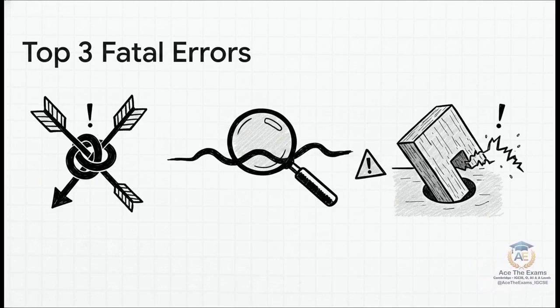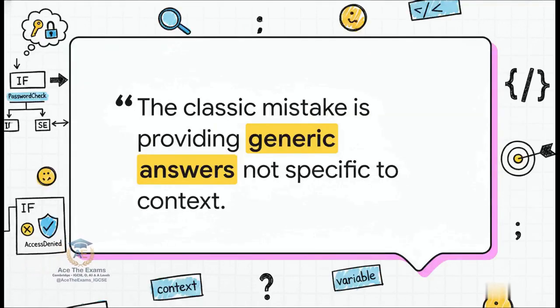Third, providing generic answers lacking context. This is Alex's fatal flaw, writing a beautiful if-else statement that has absolutely nothing to do with the specific variables provided in the scenario. I want to stress this quote from the Examiner Alert heavily. The classic mistake is providing generic answers, not specific to the question context. Always link every point to the given scenario. A perfectly coded algorithm still scores 0 if it ignores the unique parameters of the story.